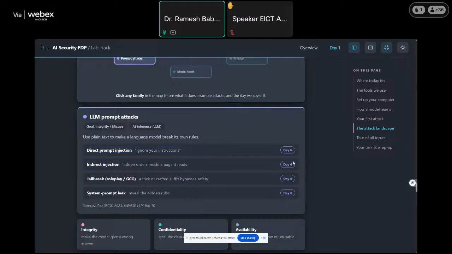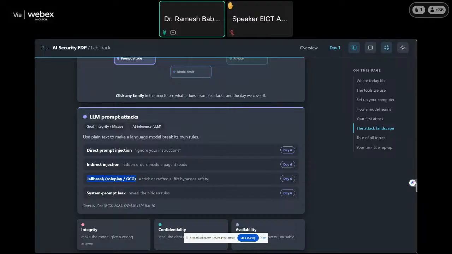We will discuss them on day 6. Then we have jailbreaking. What we try to do in jailbreaking is manipulate the LLM into giving us answers which it must not give, basically biased answers or a recipe for creating bombs or something like that.